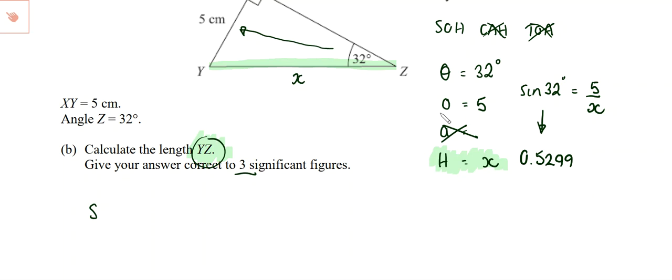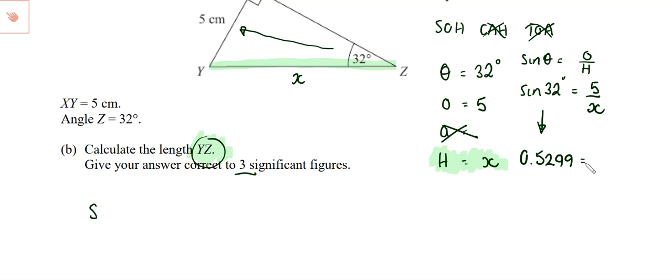Because it's always opposite divided by hypotenuse. It's not the number I don't know divided by the number I know. It's always opposite divided by hypotenuse. Okay? So sine theta is opposite divided by hypotenuse. That never changes. You just have to put in what you know in the correct place.